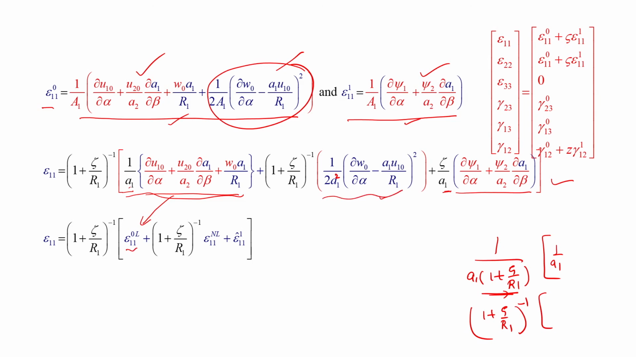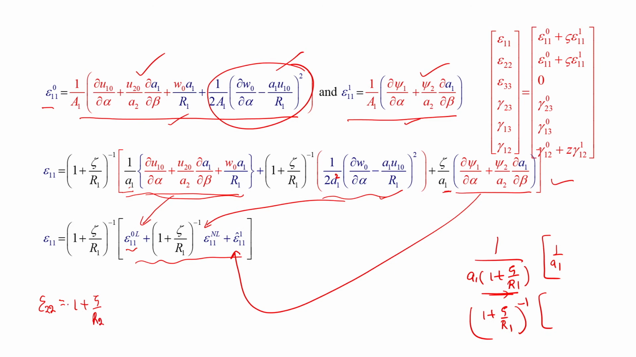Then this term is also slightly different; it is known as epsilon 11 NL, and this term is known as epsilon 11 hat. So, this epsilon can have three components, in which this is your common component, 1 plus zeta by r1 inverse, and these components can be written like this. If we replace epsilon 11, in the same way epsilon 22 can be written as 1 plus zeta by r2, instead of epsilon 22 it will be zeta by r2. We can say epsilon 22 of 0L plus 1 plus zeta by r2 minus 1 epsilon 22 NL plus epsilon 22 hat.